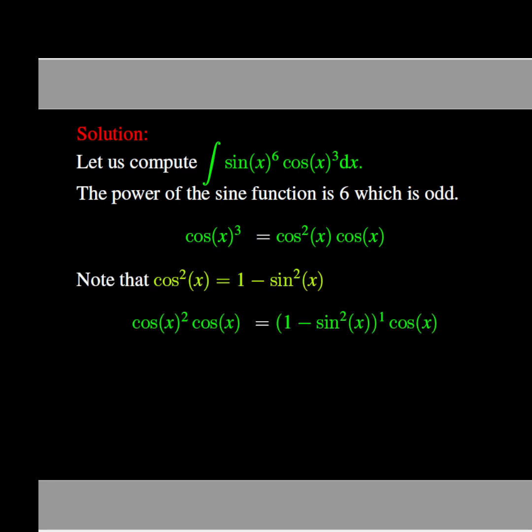Note that the square of the cosine function is equal to 1 minus the square of the sine function. So the quantity cosine of x to the power 2 can be expressed solely in terms of sine of x. So we have cosine of x to the power 2 times sine of x is equal to the expression 1 minus sine squared of x to the power 2 times sine of x.